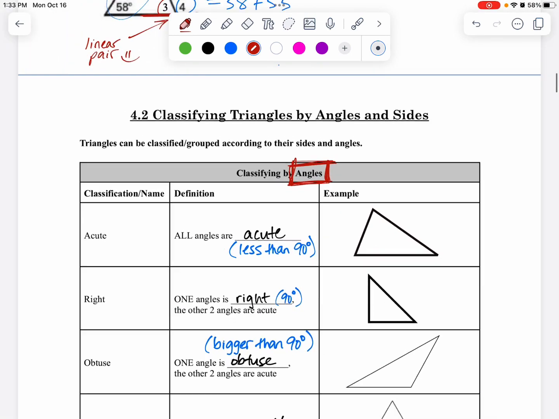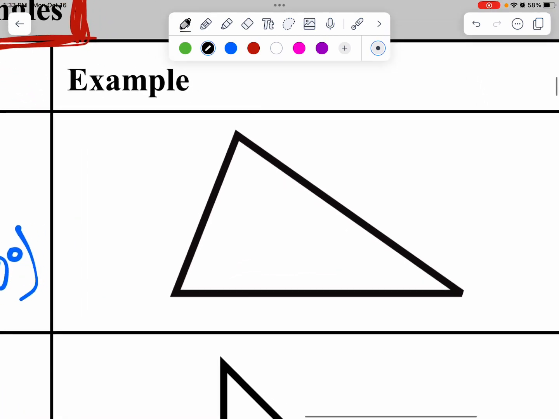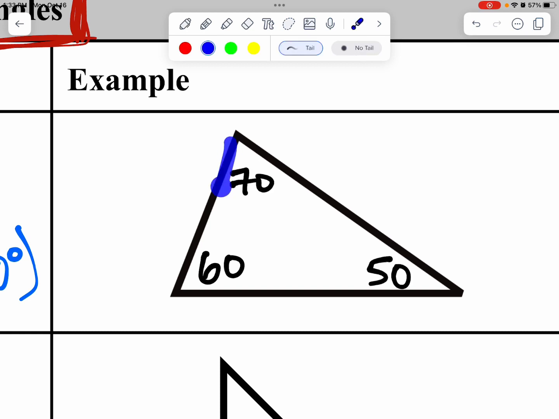And I'm going to want you to pick one word from each page in order to name what kind of triangle it is, okay? So first of all, we have an acute triangle, and we're talking about angles here. All three of the angles are acute. So I'm going to just make up some numbers and make sure that they're all less than 90 degrees. Let's pretend like this one is 60, this one is 50, and this one is 70.